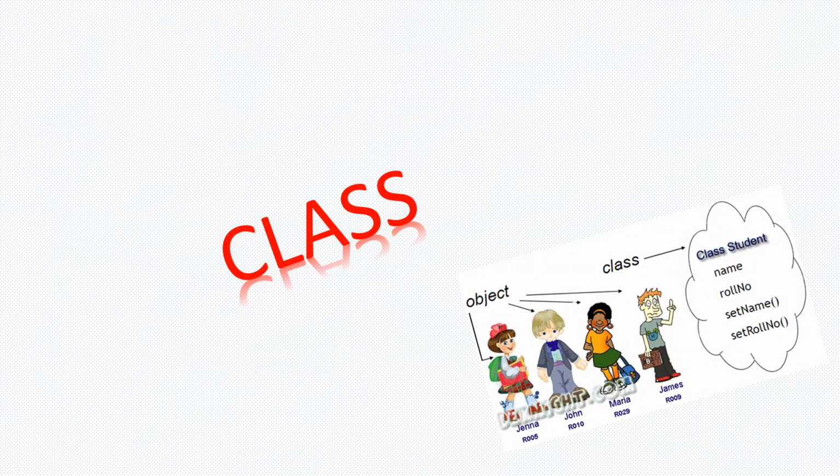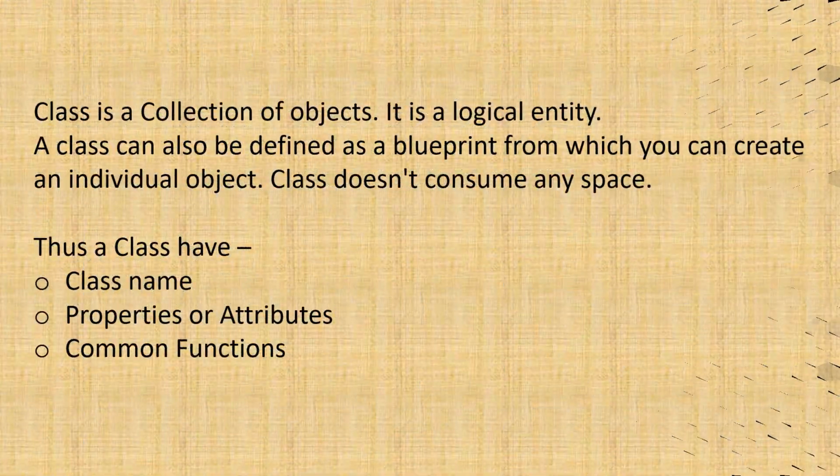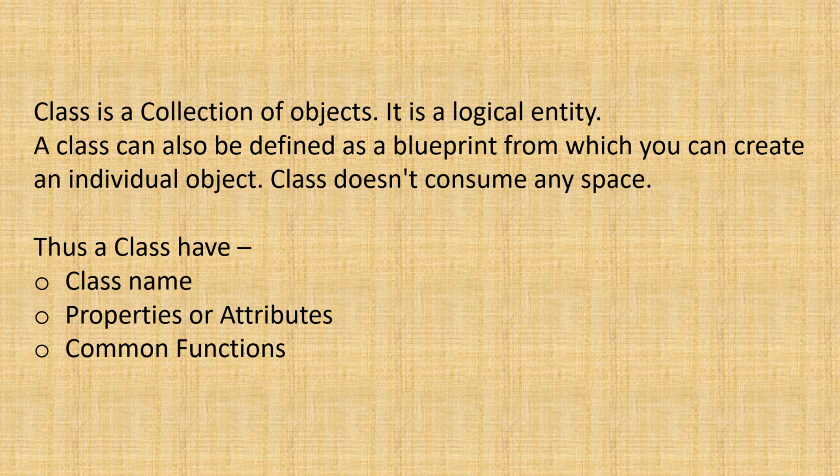Class. A class is a collection of objects. It is a logical entity. A class can also be defined as a blueprint from which you can create individual objects. A class doesn't consume any space. A class has a class name, properties or attributes, and common functions.